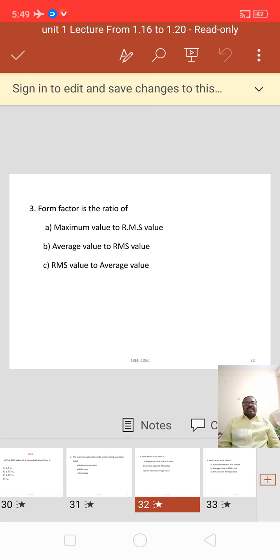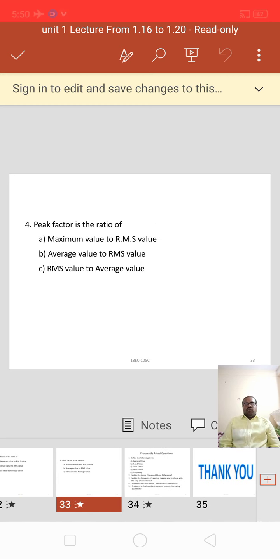Third one, form factor is the ratio of, choose the correct answer: A, maximum value to RMS value. B, average value to RMS value. C, RMS value to average value. Okay. Generally, form factor is the ratio of RMS value to the average value. Here the answer is C, RMS value to the average value.